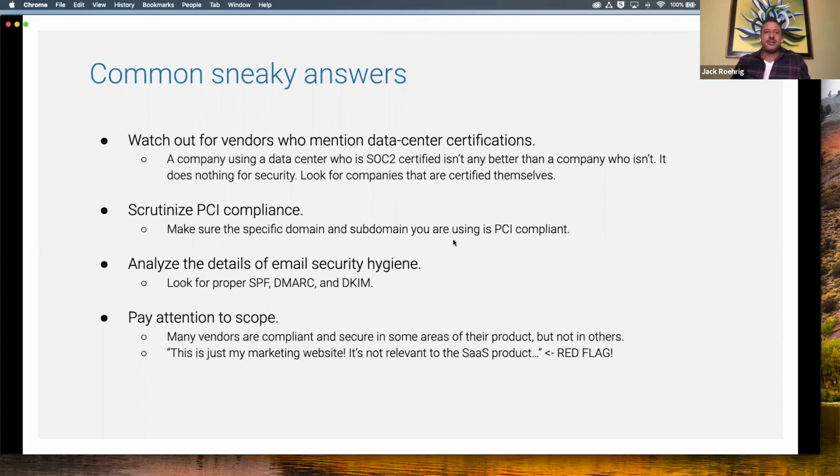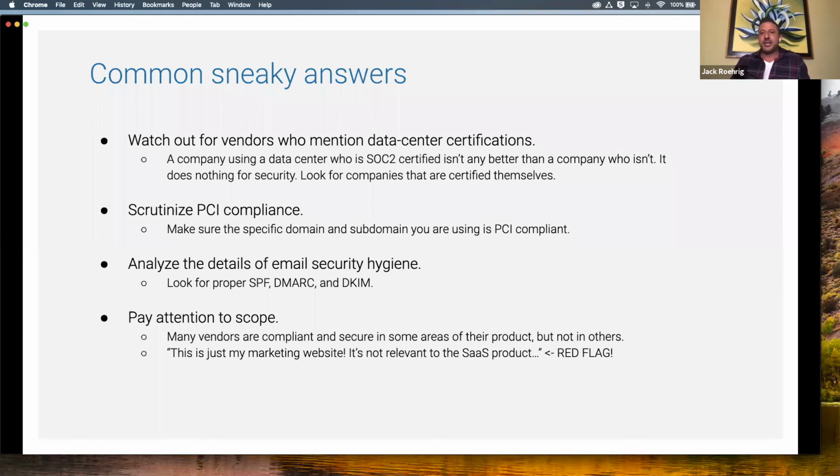Sneaky answers. Now scrutinize that PCI. One of the interesting things with PCI compliance is that it can be domain-specific applications. So if you're worried about PCI, make sure that all domains and subdomains that you're using are within the scope of their PCI compliance.